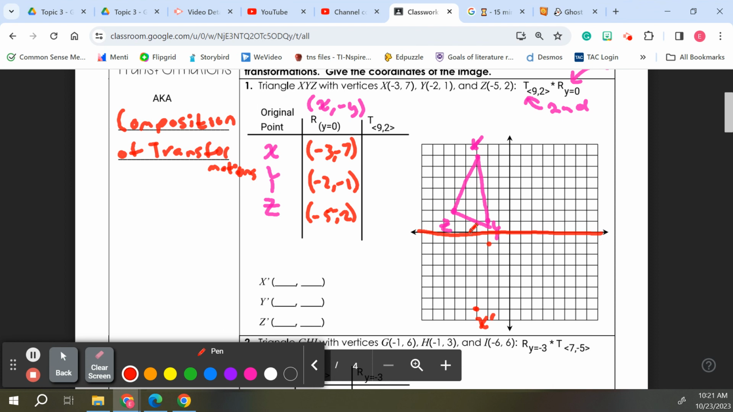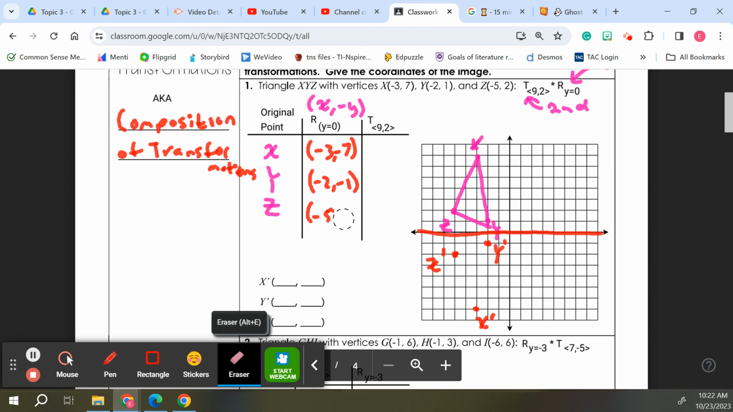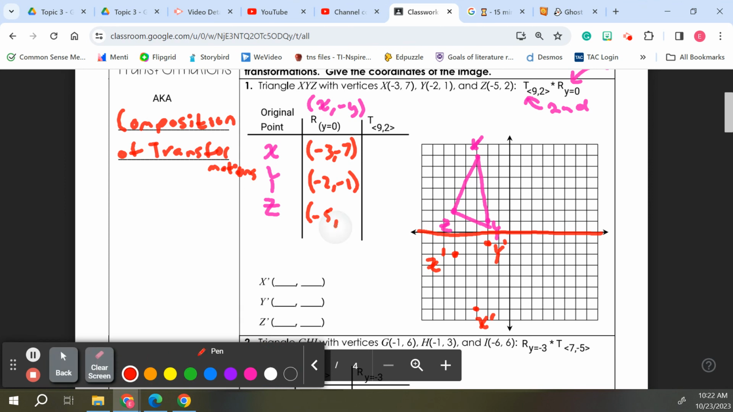(-2, -1), y prime, and then 2, 3. So there is my new triangle.